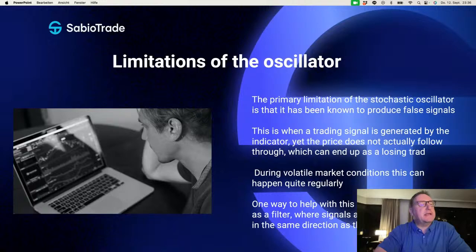And no indicator is the holy grail, not an oscillator and not any other indicator. Yeah. And during volatile market conditions, this can happen quite regularly. So be careful if you use those indicators. One way to help with this is to use the price trend as a filter, trend following, where signals are only taken if they are in the same direction as the trend.